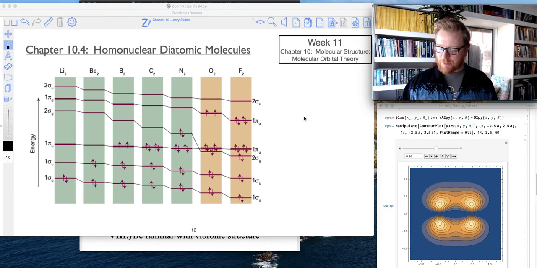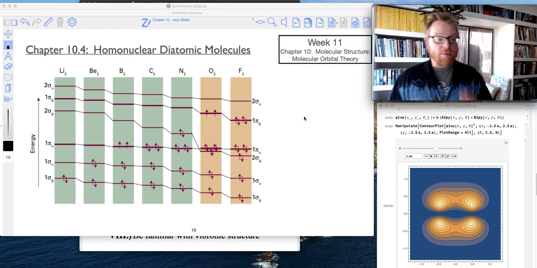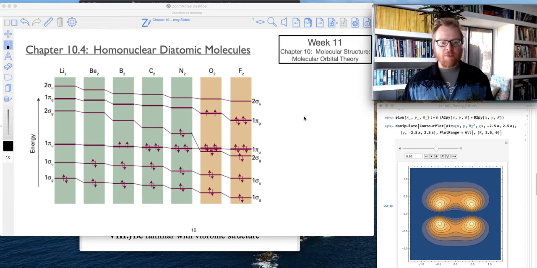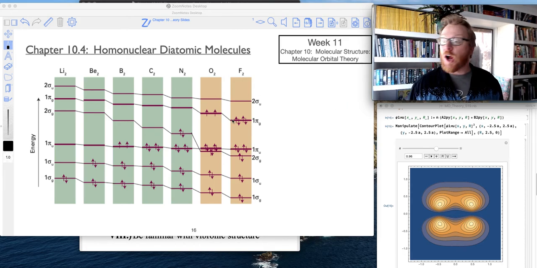Getting into this chapter 10, trying to wrap it up here. Probably two more short lectures. So I also wanted to clarify a little bit more of what I was working on last time with this S and P mixing business, right? How the order of the 2 sigma g orbital switches with the 1 pi u. So I wanted to explain that a little bit better than what I did last time.